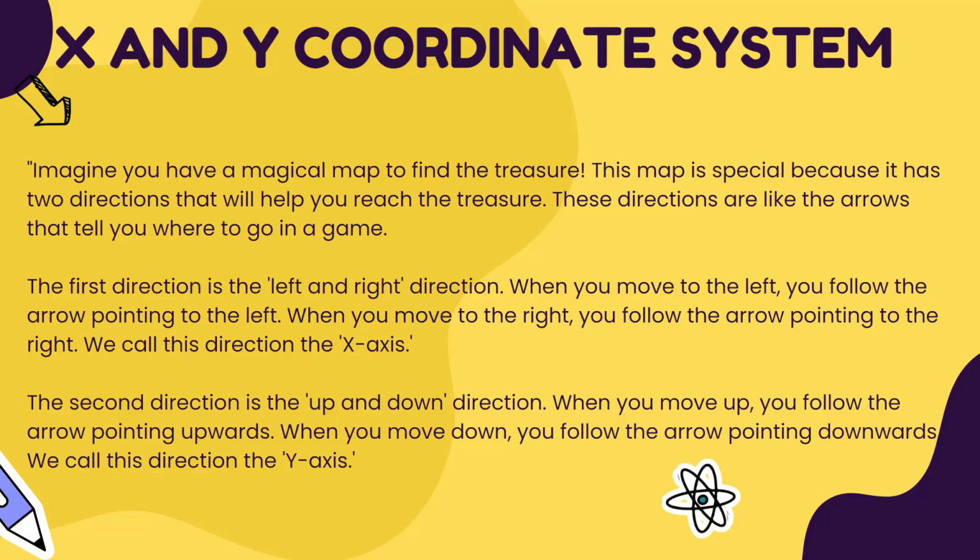The first direction is the x-axis, which is for right and left. The second direction is the y-axis, which is for up and down. If you want to move in the up direction or down direction, then you use which axis? Y-axis.